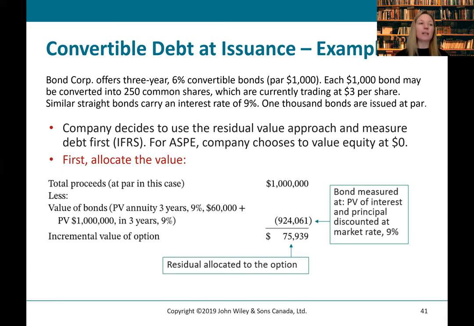Okay, so get out mine. What do we know here? We're told that the bond is a 3-year, so our N is going to be 3. It's a 6% bond, so our payment is going to be 6% times the principal.